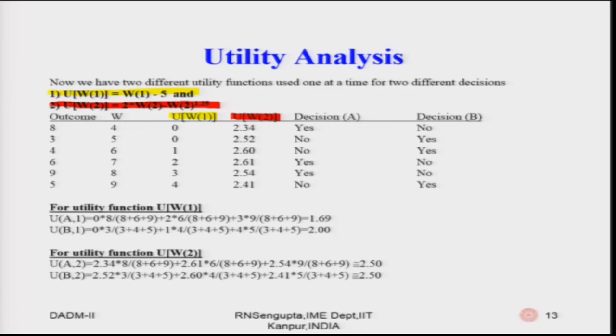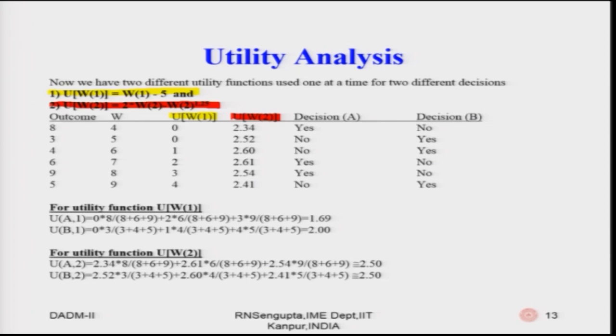So, if you take decision A and look at the second last column, it is yes, no, no, yes, yes, no, which means outcome 8 is possible under A. Outcomes 3 and 4 are not possible. Outcomes 6 and 9 are possible under A, and outcome 5 is not possible under A. Now, if we move to decision B, again you will see it is given as no, yes, yes, no, no, yes.